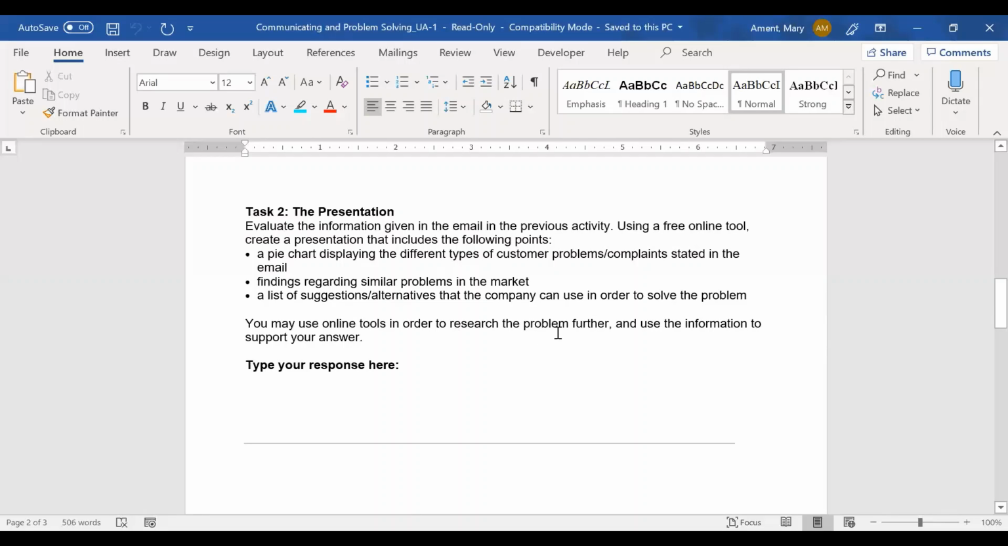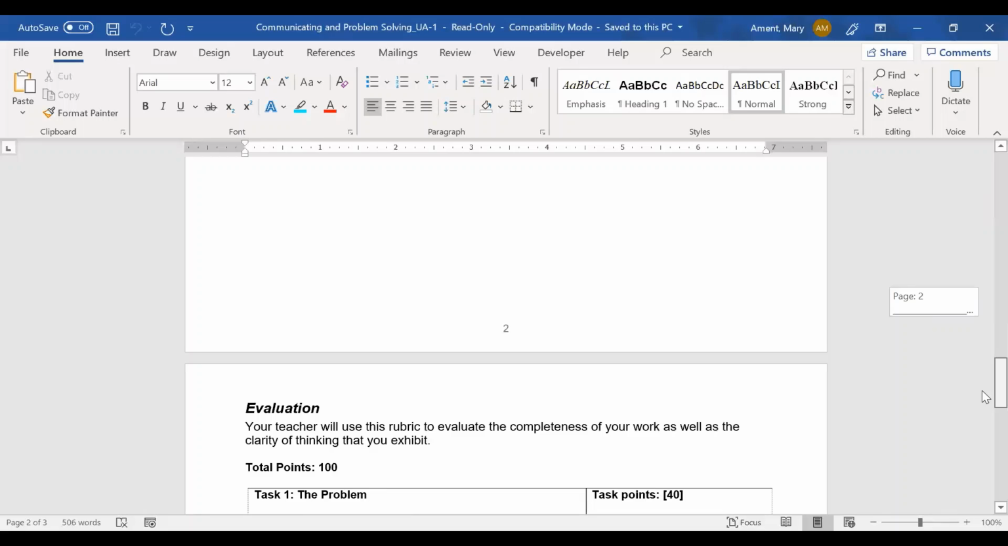That presentation doesn't necessarily have to have you post anything here unless you want to. You can actually just attach the presentation that you make along with this document when you upload it for your grade and submit it for a grade.